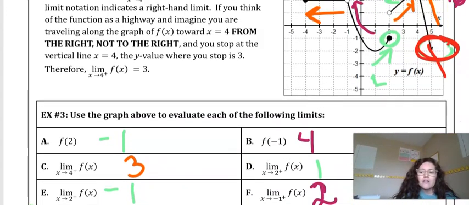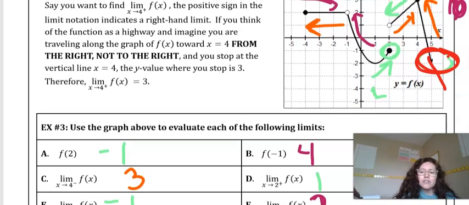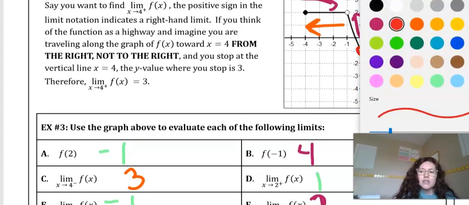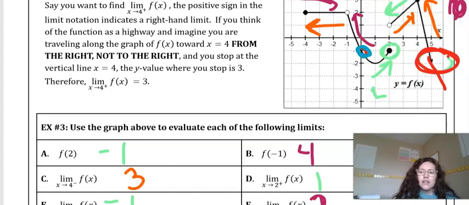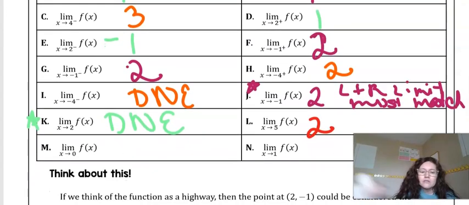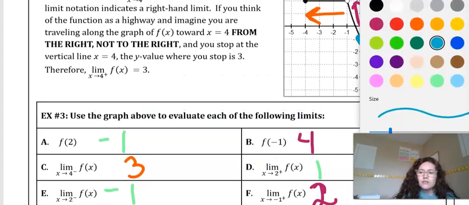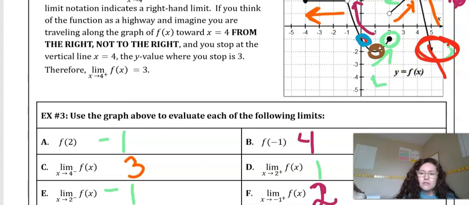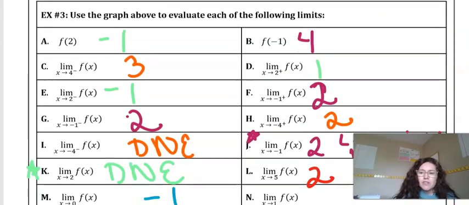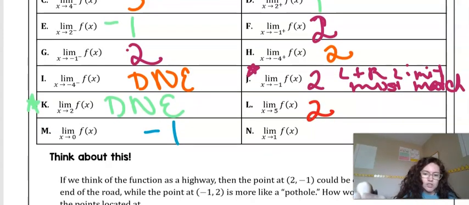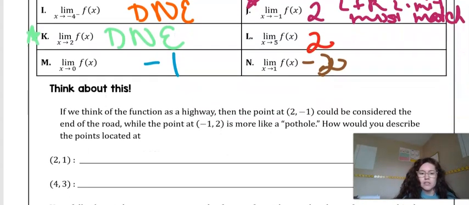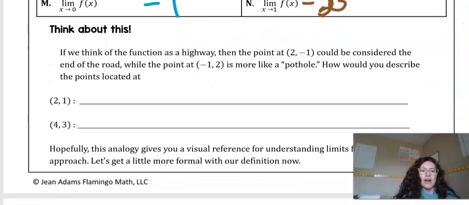Let's go back. The limit as I approach 0, left and right, they're both hitting the same thing. That's negative 1. And then as I approach 1, 1 is right here. Both sides approaching the same thing. Got the negative 2. Negative 2. All right, continue.